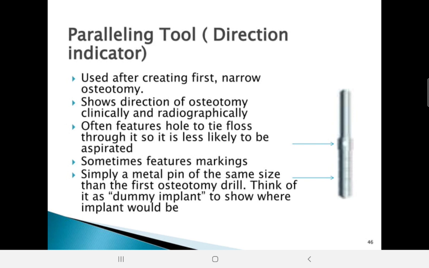Next we have a paralleling tool, which is a direction indicator. It is used after creating first narrow osteotomy. It shows direction of osteotomy clinically and radiographically. It often features a hole to tie a floss through it, so it is less likely to be aspirated. Sometimes it features markings also. So it is simply a metal pin of the same size as the first osteotomy drill. It is a dummy implant to show where implant would be.